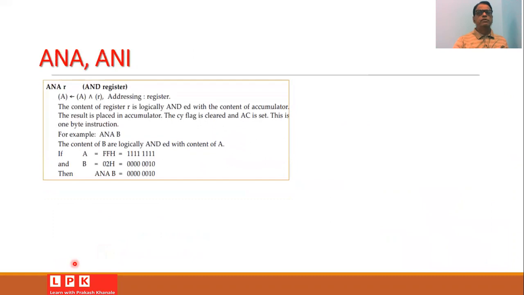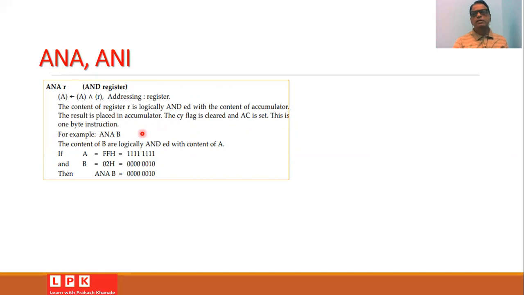So let us start with the first instruction, AND register. The AND register instruction is written as ANA followed by the register R. In this instruction, the content of the register R is logically ANDed with the content of the accumulator, and the result is placed in the accumulator. The carry flag is cleared and the auxiliary carry flag is set. This is a 1 byte instruction.